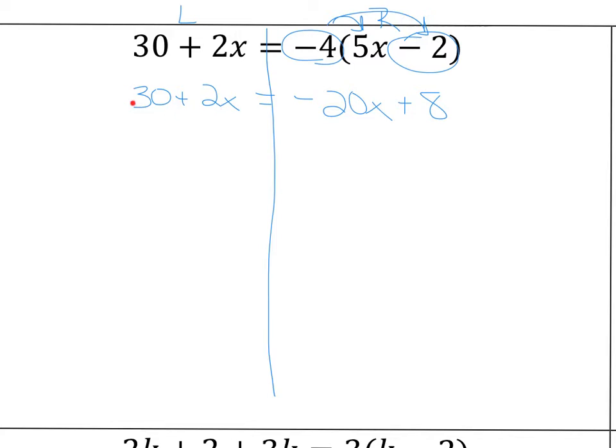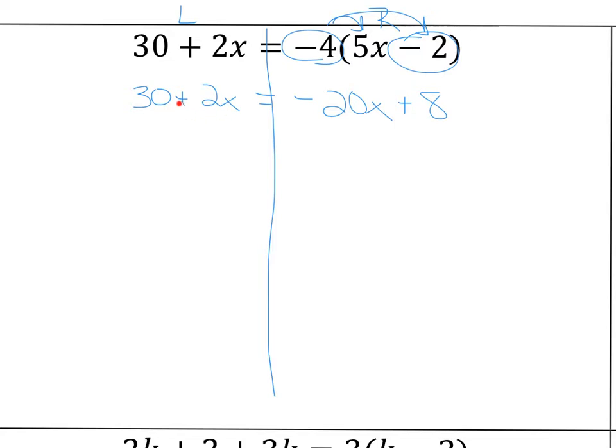Now I look on the left. Anything I can combine here? These are not like terms. Can't do it. I look on the right. Can I combine anything here? Not like terms. I'm done. Then I need to move the smallest variable.